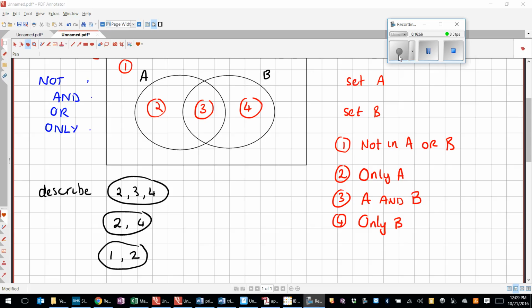Can you repeat that? Not in set A or B, or only in set A. That's what you would say. Got you. That is so convenient.